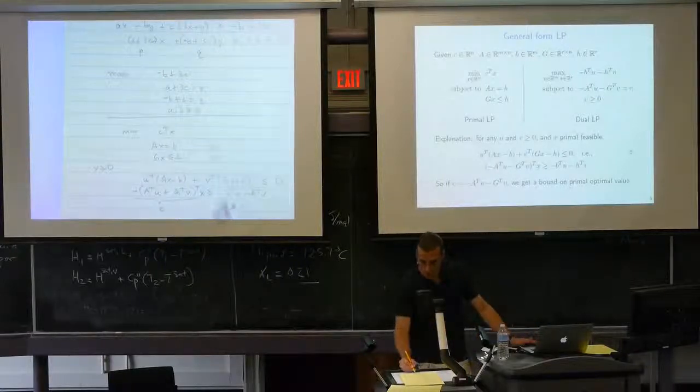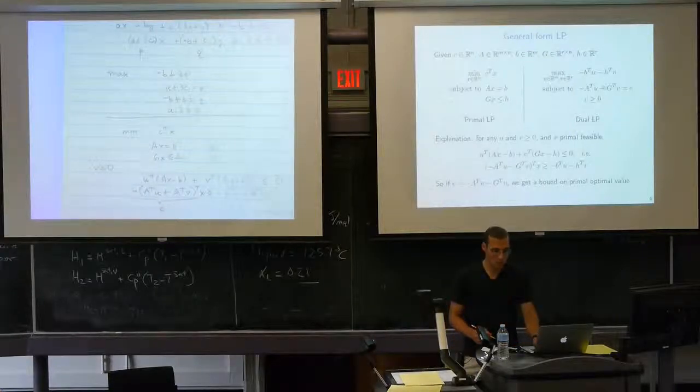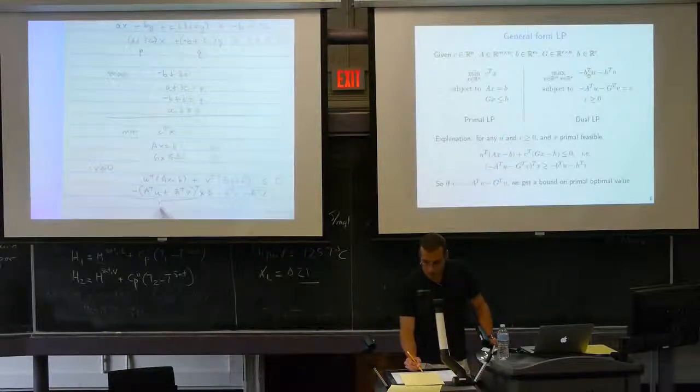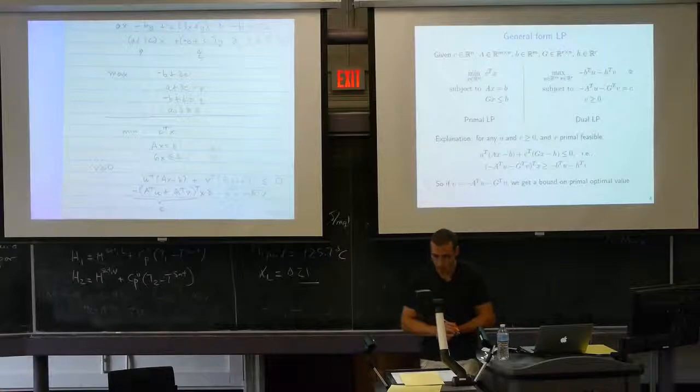this is a lower bound for any value of C, or for any values of V that's non-negative, and U can be anything. And to get the tightest lower bound possible, we'll maximize over all values of U and V that satisfy: U can be anything, V can be non-negative, and U and V have to satisfy minus A transpose U minus G transpose V is equal to C. That's just exactly what we have here for the dual LP.